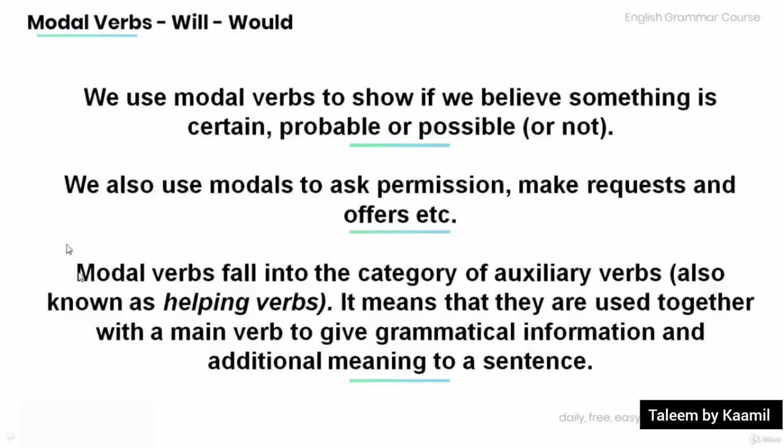Let's get started. Remember that we use modal verbs to show if we believe something is certain, probable, or possible, or not. Now, we also use modals to ask permission, make requests and offers, etc. Remember, the modal verbs fall into the category of auxiliary verbs, which are also known as helping verbs. Now, it means that they are used together with a main verb to give grammatical information and additional meaning to a sentence.